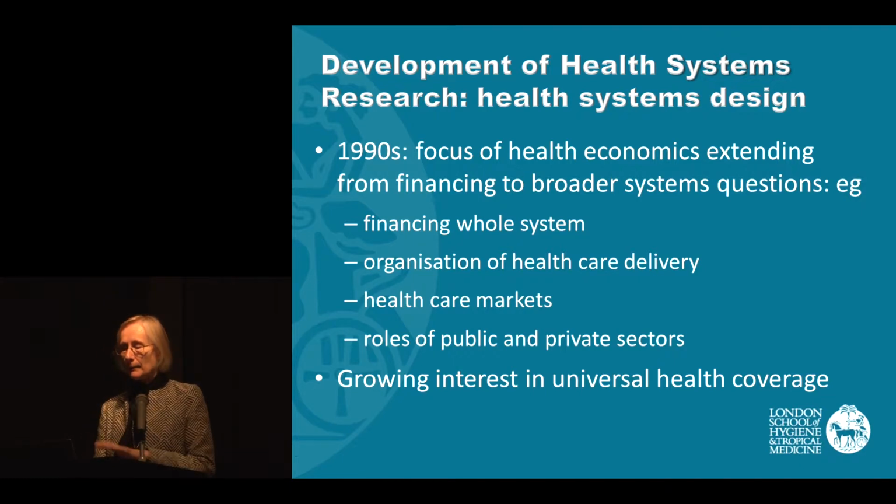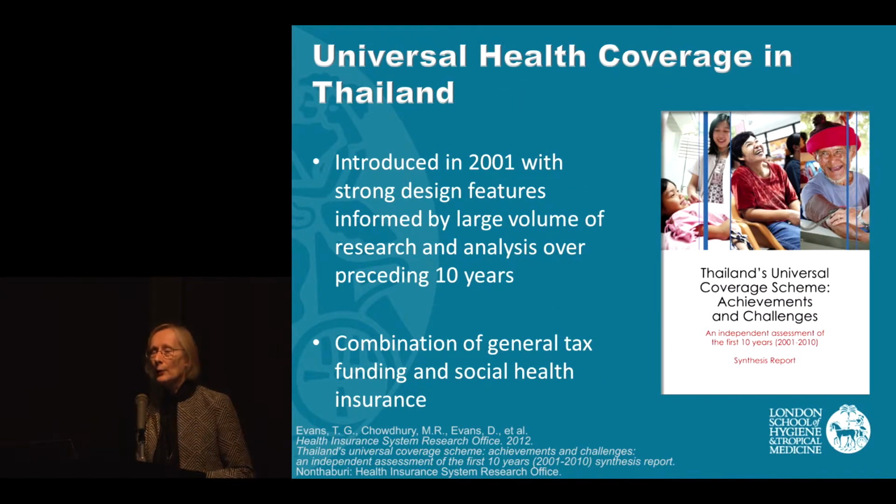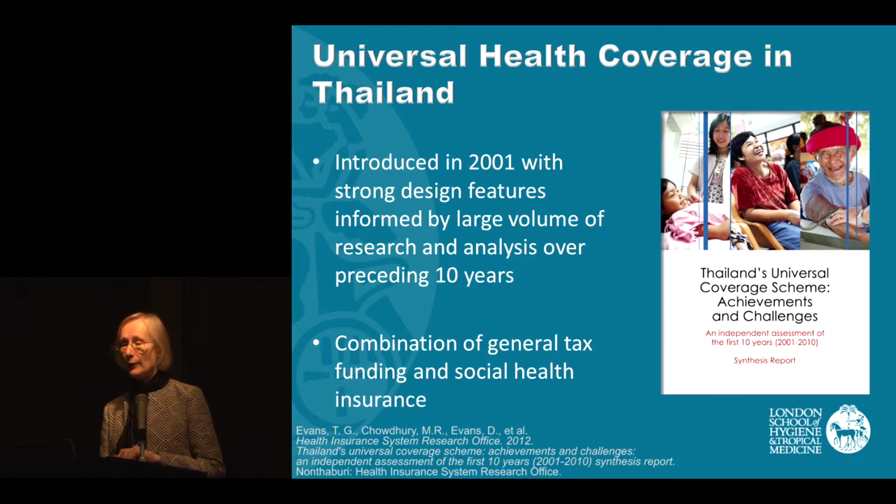So to take that last topic first, I know that some of you in the audience are from Thailand. Many of you probably know the story of universal health coverage in Thailand. It was introduced in 2001. And I think one really important aspect of Thailand is that their health system reforms have been informed by a substantial amount of economic and other analysis that has been done over the years, that was done to inform the design of universal health coverage and has been done since then to monitor it, as I'll show in a moment.